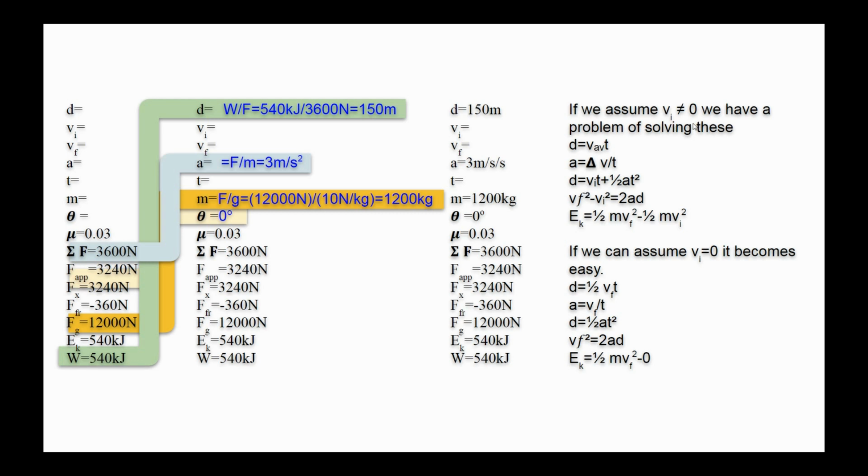If we assume that speed initial is not 0, we have these 5 problems and we have too many unknowns in it. Because I didn't give you VI equals 0, it becomes a terribly difficult problem to solve. But if you can assume VI is 0, all these equations simplify and it's easy to solve for the remaining data. So which one would I give you? Well, I would never give you the one without VI to begin with, because that's really too hard. It would be strictly a challenge.